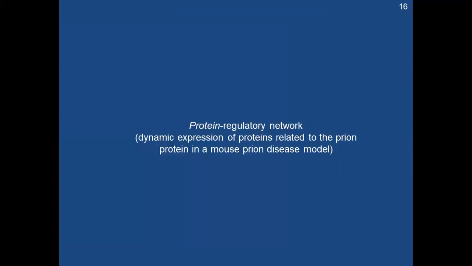Now, the second example is a protein regulatory network. And we are going to study the dynamic expression of proteins that relate to a prion protein in mouse in a prion disease model. What is prion? A misfolded protein? Sorry, a misfolded protein, but just a misfolded protein, or what is a prion disease, for example? These misfolded proteins precipitate or cause other proteins to be misfolded as well.